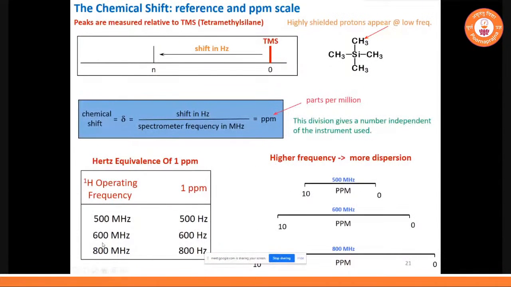So what is the advantage as we go for higher and higher field? Your resolution increases, because the span of protons usually comes in the range of 0 to 10 ppm. As you go for higher and higher magnetic field, your span will increase. That means your resolution will increase.